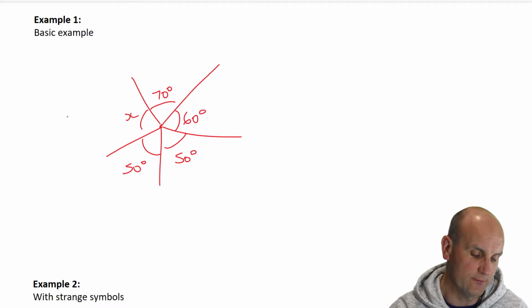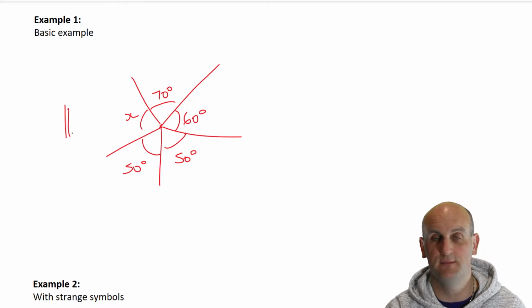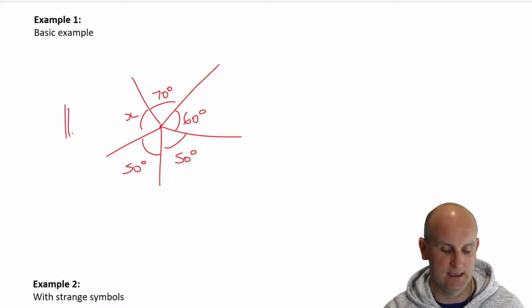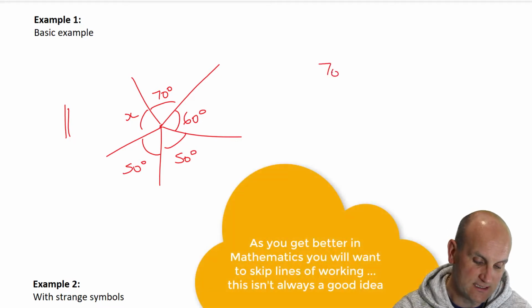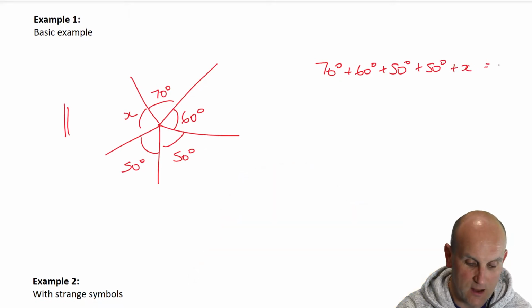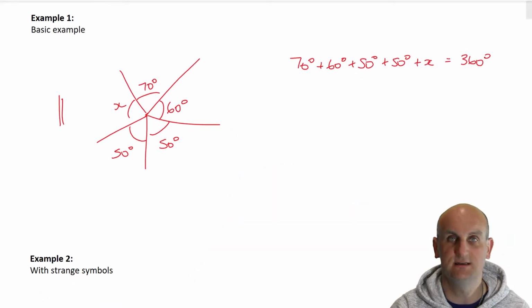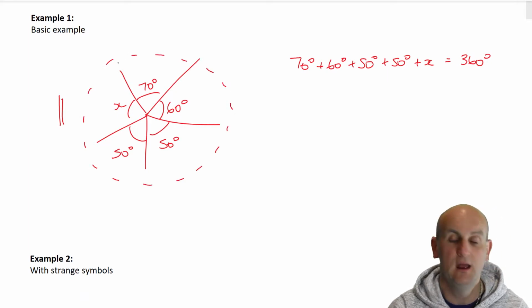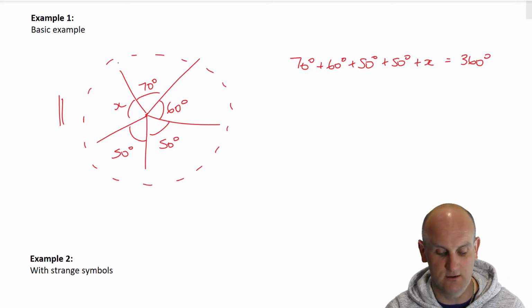So, having drawn my diagram, which is really important in mathematics, a quick diagram, I'm now going to do my working out. And as I do in all of my videos, I'm going to show the full working out. So, I know that 70 degrees plus 60 degrees plus 50 degrees plus 50 degrees plus x must be 360 degrees, because again, if I was to draw a line around all of those, I have a circle. They're just inside that circle.